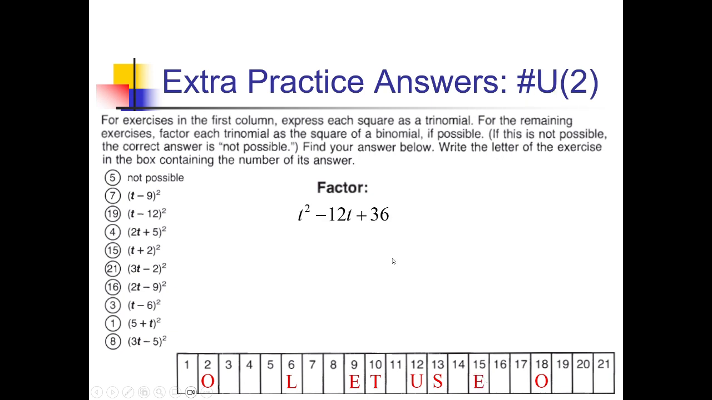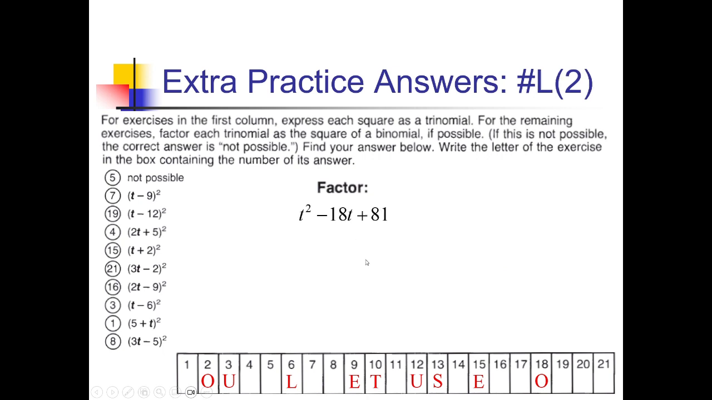For this next one, square root of the first thing is t. Square root of the last thing is going to be a 6. Middle term's negative, so we'll write (t - 6) squared. And 2 times t times negative 6 equals negative 12t, which matches the middle term here, so our check works out. (t - 6) squared then is our answer. That's under 3, so we're going to put a u next to that.